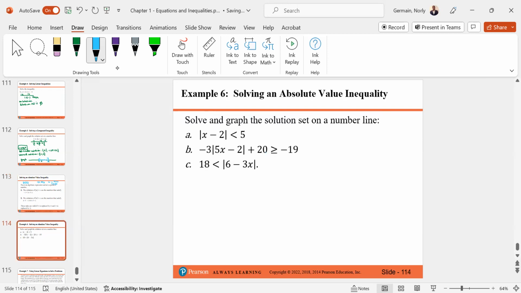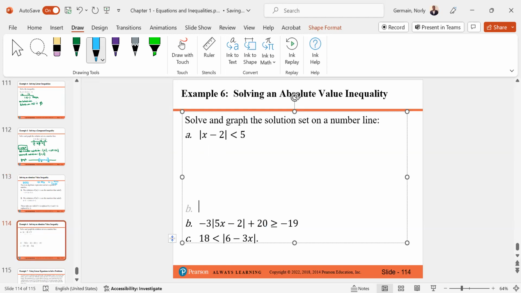Look at the first example. We have 3 of them, but it's going to take us a little time to explain each. The first one: they said solve and graph the solution set on a number line. They gave us absolute value of x minus 2 less than 5.